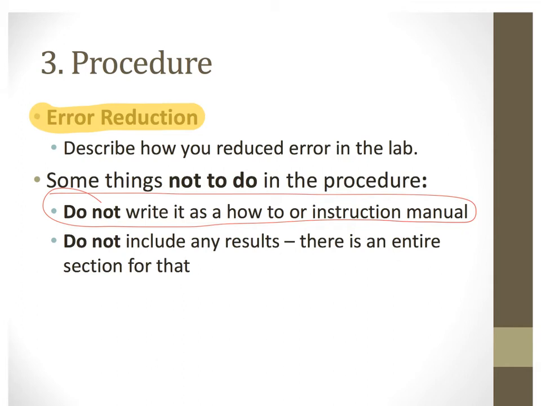So rather than saying things like pull back the car, release the car, and measure how far it went, you're going to say what you already did in the past tense in the lab. The car was pulled back and released. The distance the car traveled was measured. That's really key.